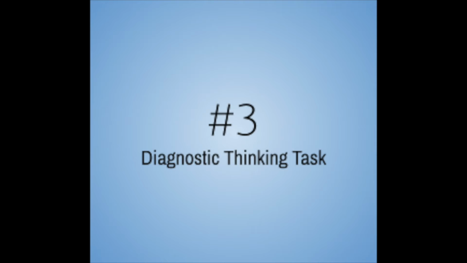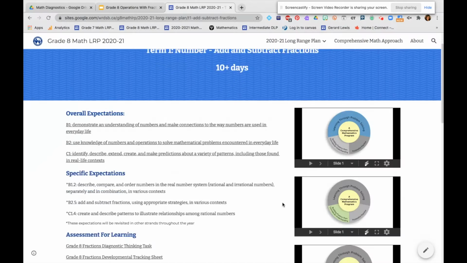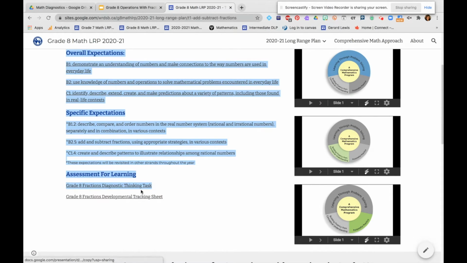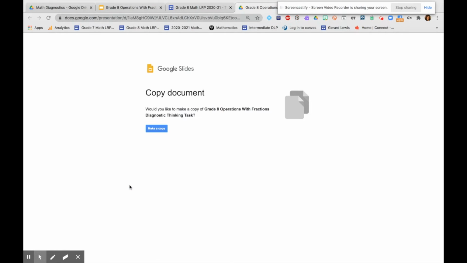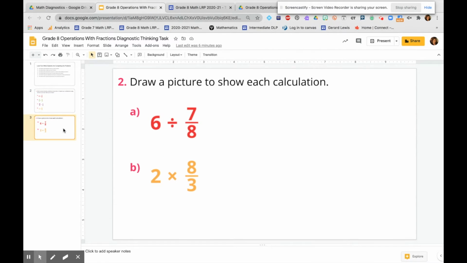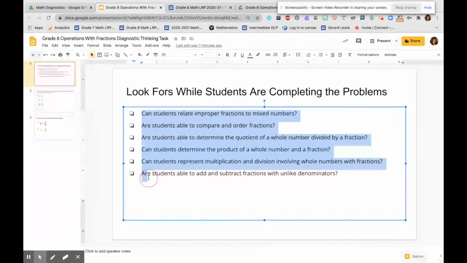Because operations with fractions is one of our 4 non-negotiables, we have created a diagnostic thinking task to help you determine where your student's level of understanding is. When you click on the link, you will be asked to make your own copy. This task involves all of the operations with fractions, so the information you gather here will help in planning for both the adding and subtracting fractions and the multiplying and dividing fractions topics. As students are completing this task, you are gathering observational data. There is a slide here that shows the specific look-fors for the teacher.